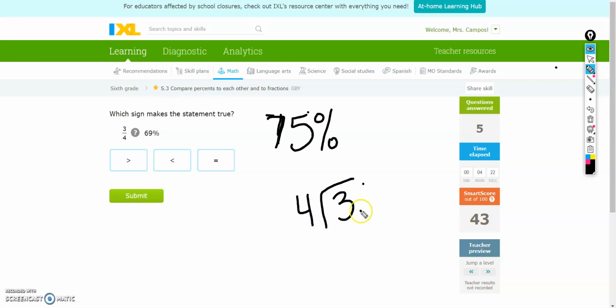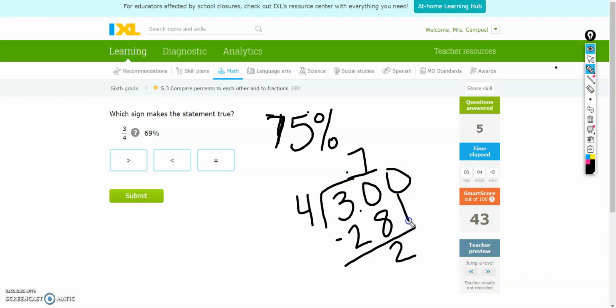Now you can't do that, so you add a decimal and a 0. 4 goes into 30 7 times. 7 times 4 is 28. When I subtract, I get 2. I bring down another 0, and 4 goes into 20 5 times. Then I would move the decimal 2 times to get 75%. Okay, so there's 2 strategies that you could use. So that means that this one is larger because that was 75%.